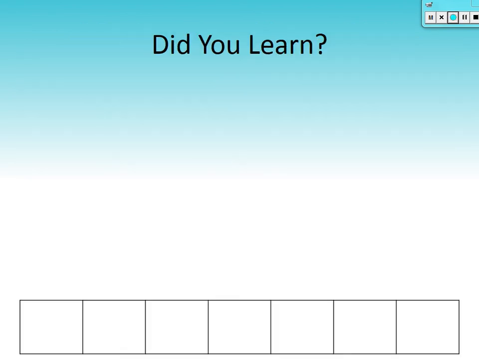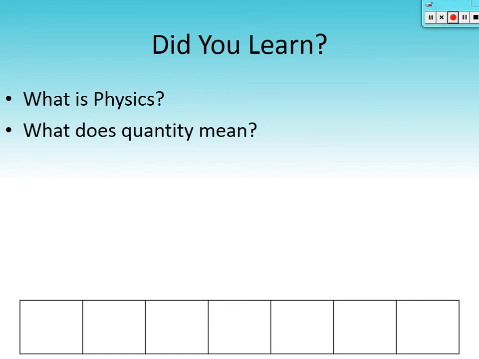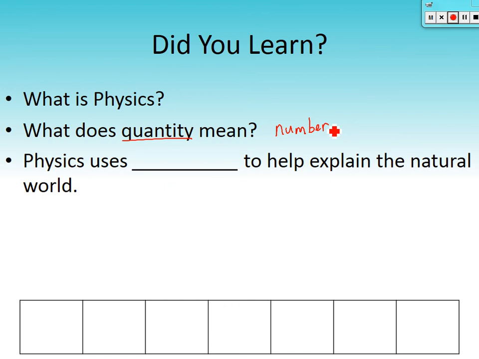Okay, so I'd like to finish with this slide. Did you learn what physics is? Comes from which language? Comes from the Greek language. What does it mean? Knowledge of nature. What does quantity mean? Remember, in physics, we aim to quantify everything. It just means put a number to it. So if you can put a number to it, it can be quantified. Physics uses blank to help explain the natural world.